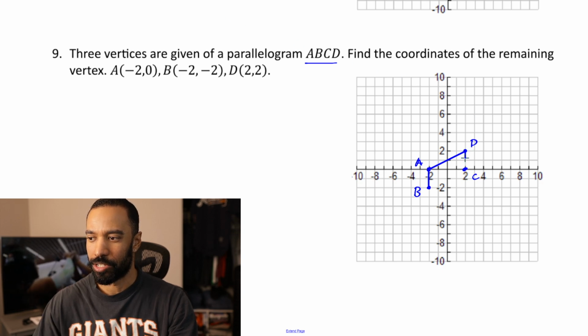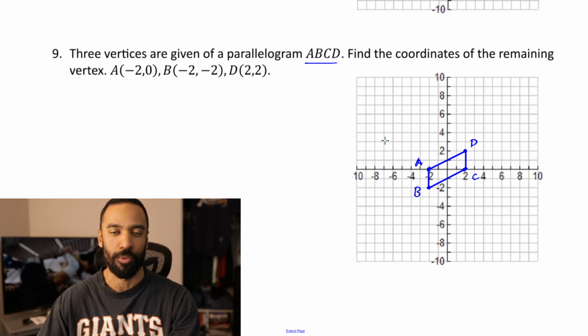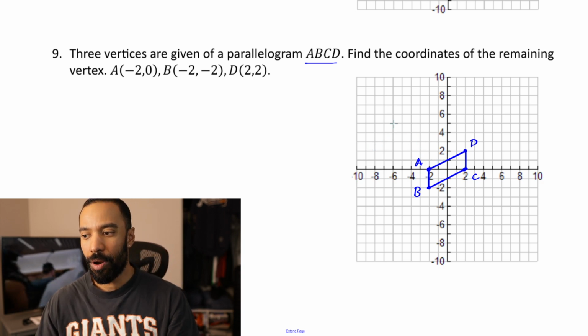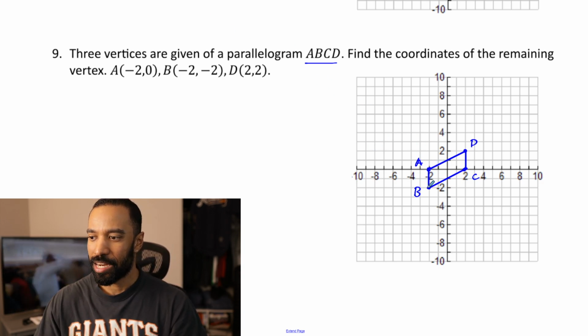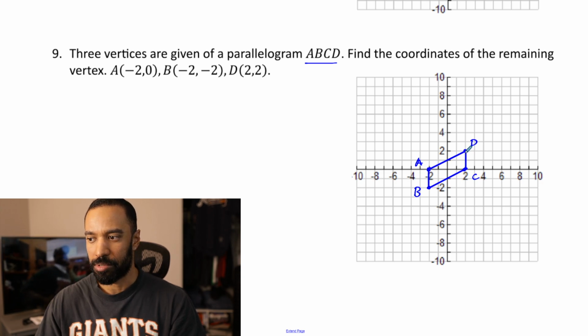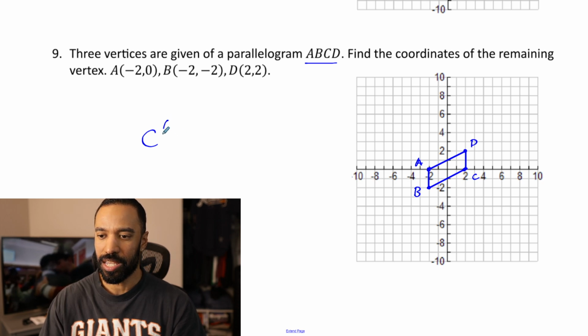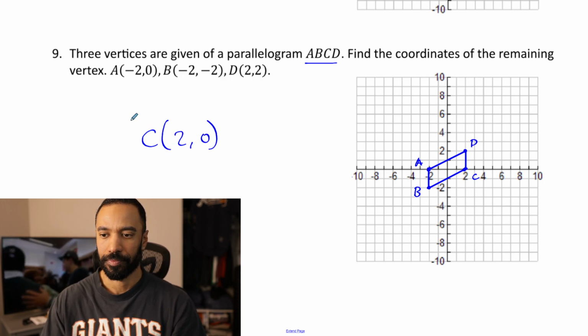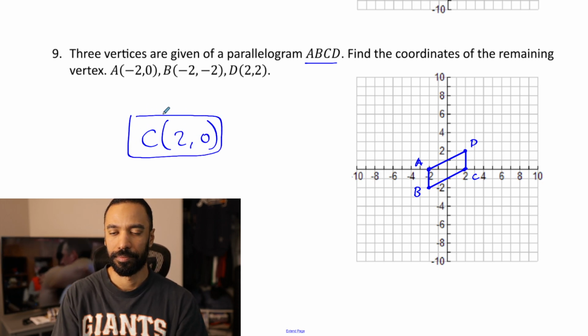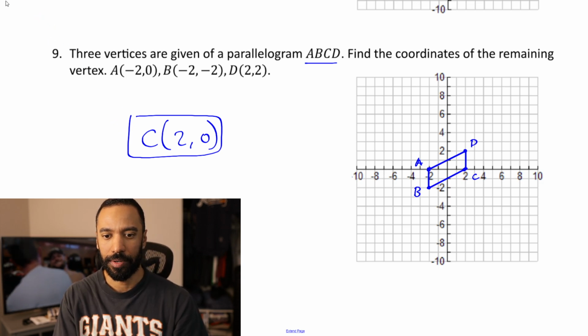That was the harder one to do as far as counting a rise and run and such, but since I probably only have one of each problem, I wanted to show you that. However, you could have also gone from A to B is just down 2, so from D to C is just down 2. So what are the coordinates of C? 2, 0. Okay, let's move forward.